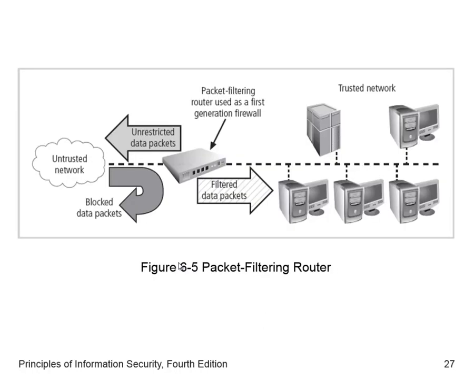This figure shows an example of a packet filtering router. As we can see here, we have the internal trusted network, and this is the untrusted network from the outside. Any untrusted data packet that comes will be blocked and rejected through the packet filtering router that connects the untrusted with the trusted network. The ones that are filtered and approved will go through and get into the trusted network.